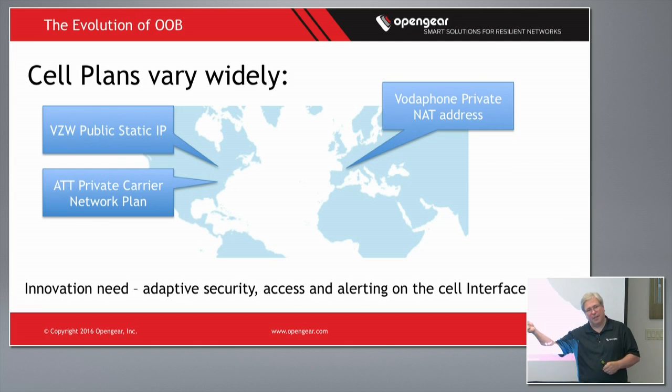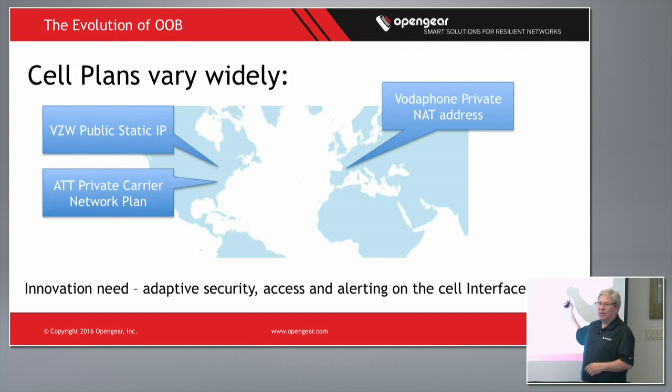You can't plug in an external USB dongle and say, there you go, there's your IP address. Well, what do you do with that? How do you control it? How do you adapt to it? Because what we've learned in 6 years is cell plans vary widely by region, by country, and by carrier.